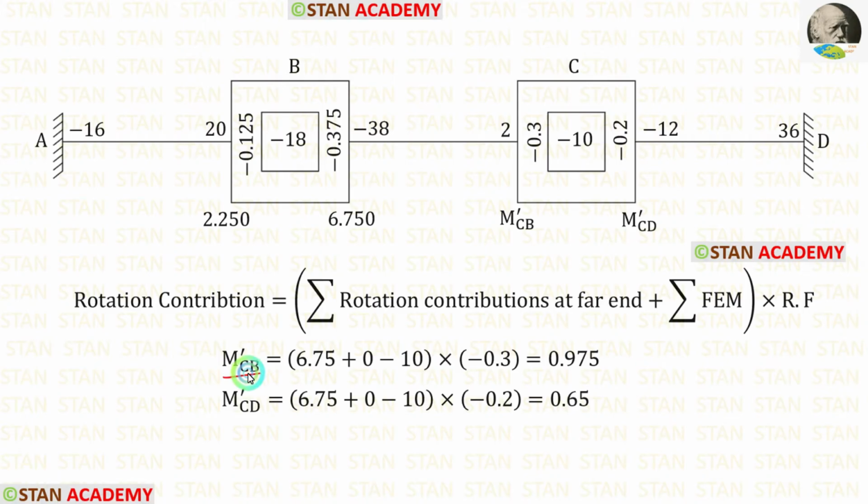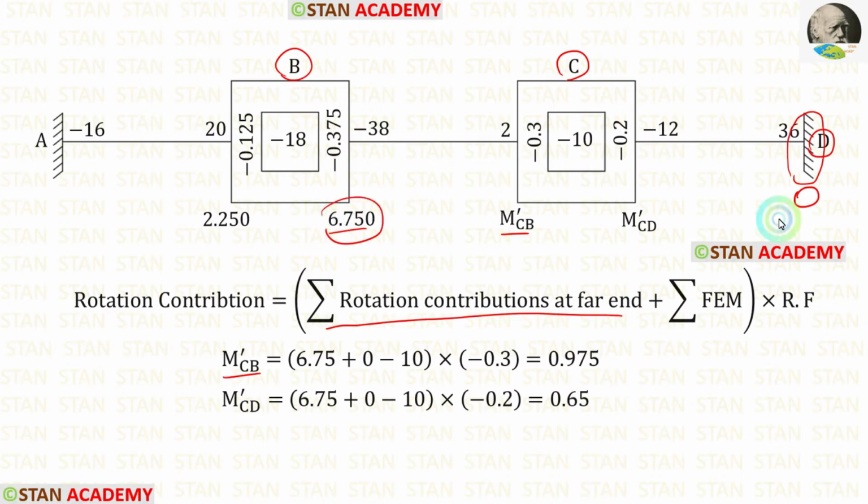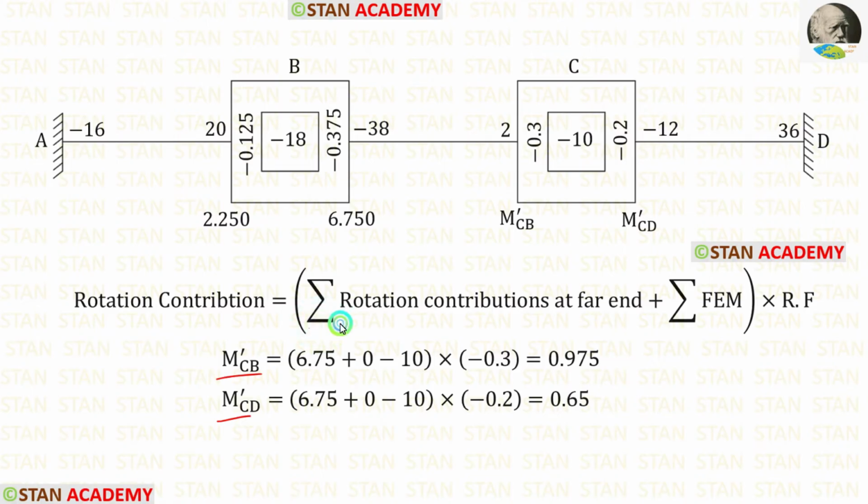Now let us find M dash CB. M dash CB is located in the joint C. For the joint C, the far ends are the point B and the point D. In the point B, the rotation contribution is 6.75. In the point D, we have a fixed support. We know that in the fixed support, the rotation contribution will be 0. So the summation of rotation contributions at far end is 6.75 plus 0. The summation of fixed end moment is minus 10. The rotation factor for CB is minus 0.3. After the calculation for M dash CB, we will get 0.975. We know that for M dash CB and M dash CD, in the formula, all of the values will be same except the rotation factor.